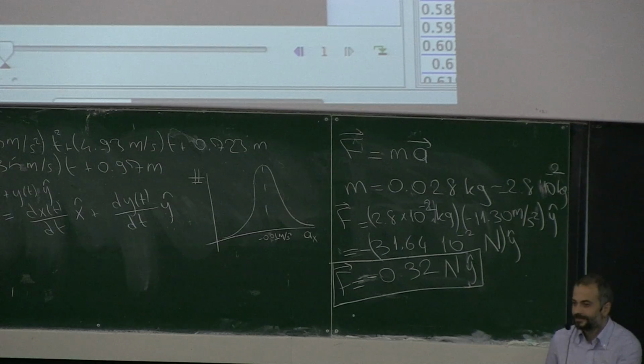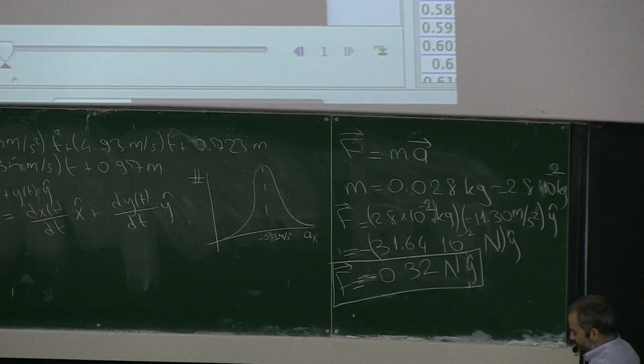So we have the force. Now let's calculate the work done on my object.